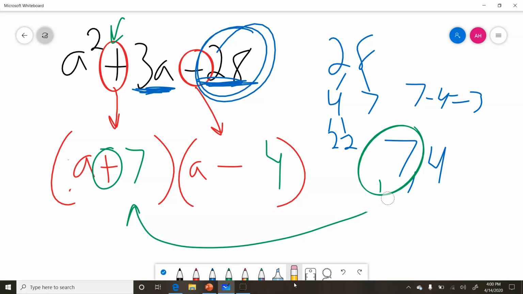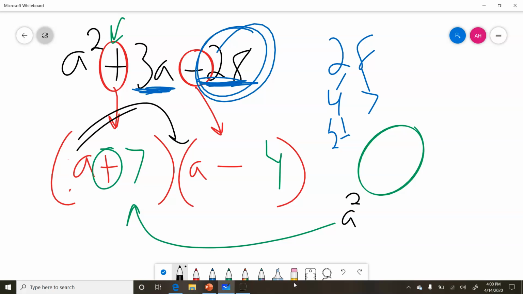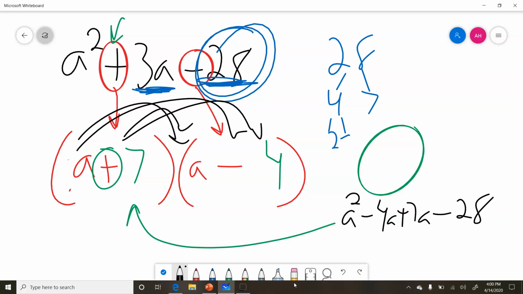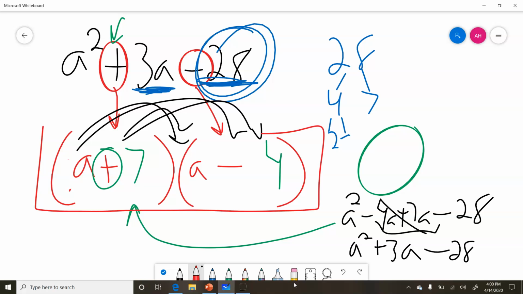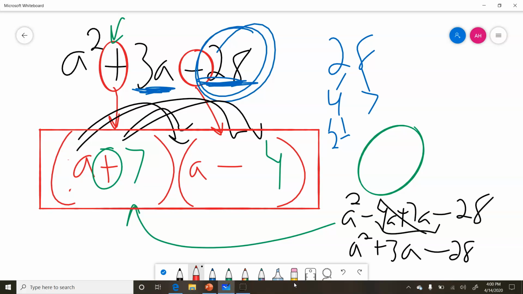And now I test my answer to see if that is true. And I do a times a, which is a squared. A times negative 4, which is negative 4a. 7 times a, which is plus 7a. 7 times negative 4, which is negative 28. I combine those and look at that. A squared plus 3a, right? The 7 was bigger, minus 28. And there's my answer. So that means that this, in red, is the correct answer. So you may have to play around with it, try and get the negatives. Make sure you do this step right here that I'm circling correctly with the negatives and positives. If you do that wrong, not going to be fun.